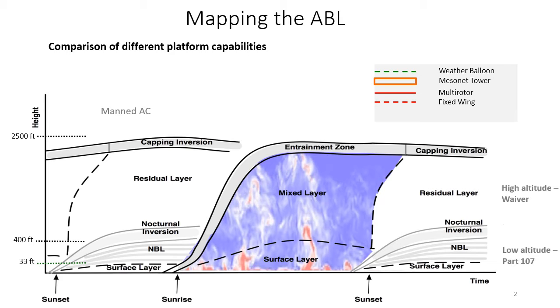The motivation behind this research is to be able to better map the atmospheric boundary layer, or the ABL. The ABL is important because this is where most of the weather activity starts. Currently, we have two main methods of measuring the ABL.